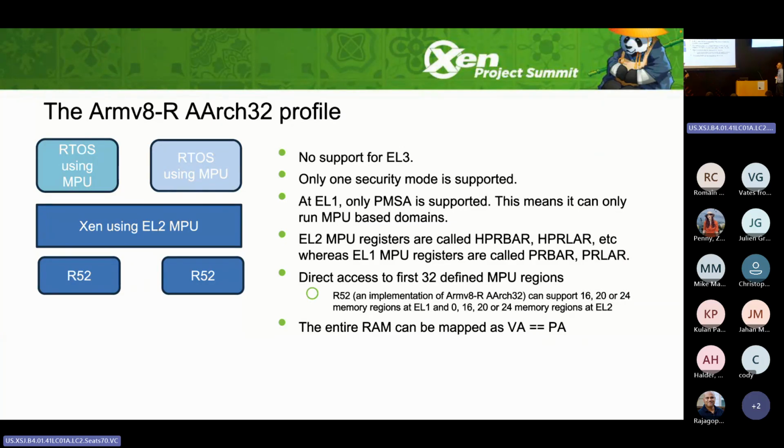The differences between the 32-bit and the 64-bit are very minimal. In the case of 32-bit, you only have the PMSA, the protected memory system architecture, supported in EL1. That means you cannot run any MMU-based guests in EL1. That's the very critical difference between the two. Other than that, there are some register naming differences. The other difference is, since it's a 32-bit architecture, you can map up to 4 GB, so you can actually map the entire RAM.